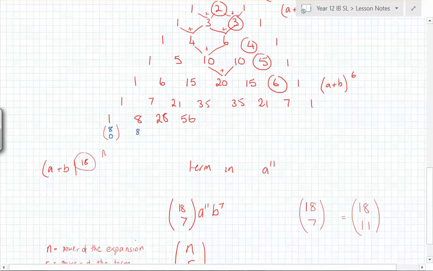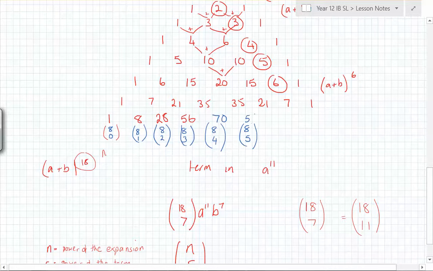And then we do 8, 1. What do you think? 8, 1 is 8. 8, 2 is 28. 8, 3 is 56. The next one is 8, 4, which is what? What is 8, 4? 70. Work it out. Then 8, 5 is 56. So you can see that one and that one are equal. 8, 6.